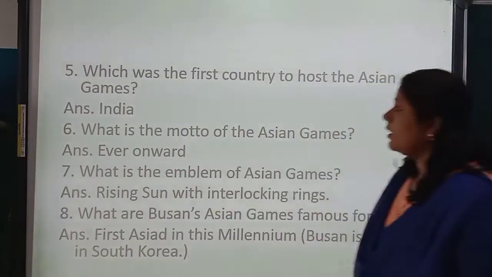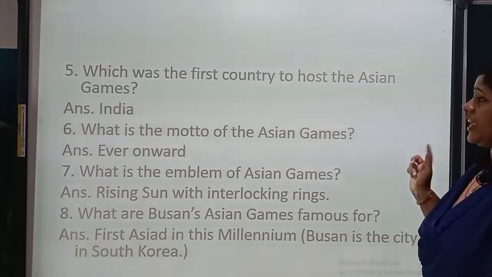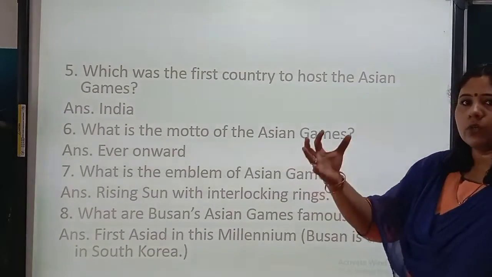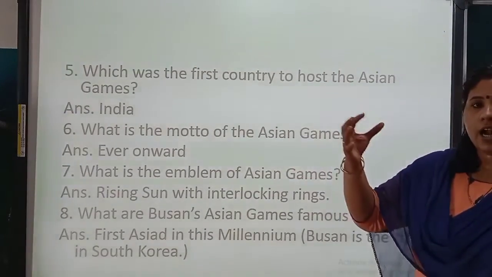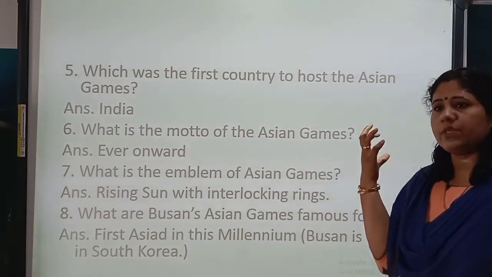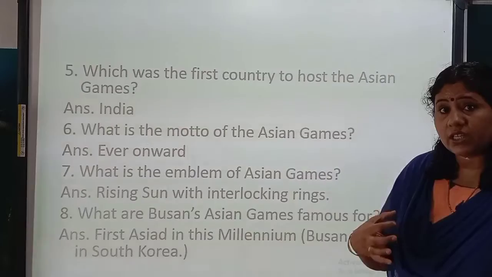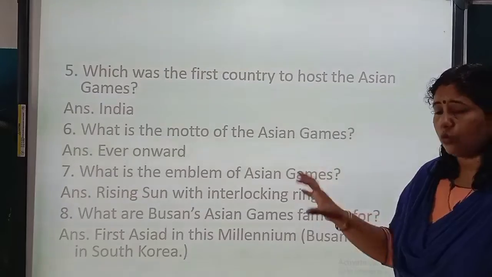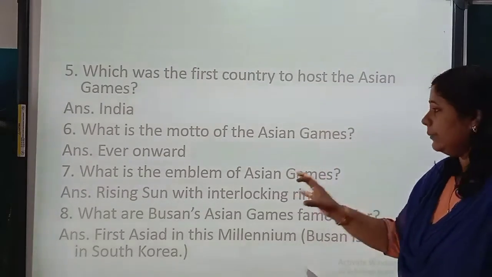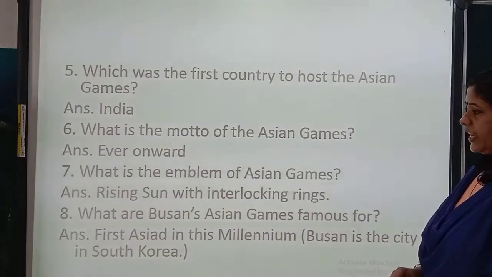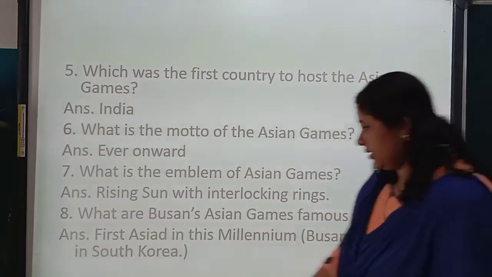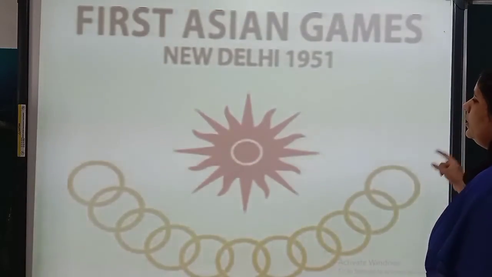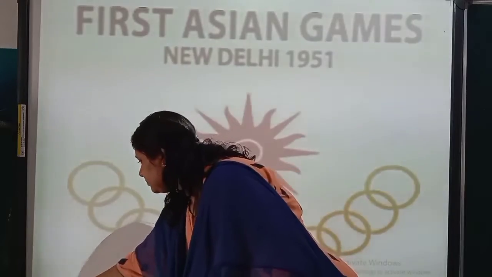Next. Which was the first country to host the Asian Games? India. What is the motto of the Asian Games? Ever onward. To keep moving. Understood? And never think about the past mistakes, or in spite of many obstacles, you keep moving. You keep trying. That is what ever onward means. So that is the motto, the main aim. What is the emblem of Asian Games? Rising sun with interlocking rings. Here you can see the image. Understood? Interlocking rings.